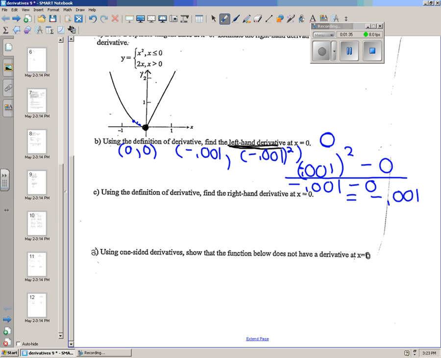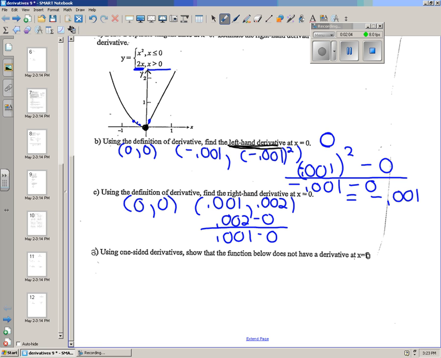Now let's do the same thing on the right. So we have our point 0, 0, and then we could pick a value again that's very close to 0, like x is 0.001, and then the y that goes with it would be 0.002. The way I'm getting that is I'm looking up here and it says that if x is bigger than 0, plug into y equals 2 times x. Okay, so now again we'll do change in the y's over the changes in the x, and that gives us 2. So on the left-hand side, as we come in, the slope approaches 0.